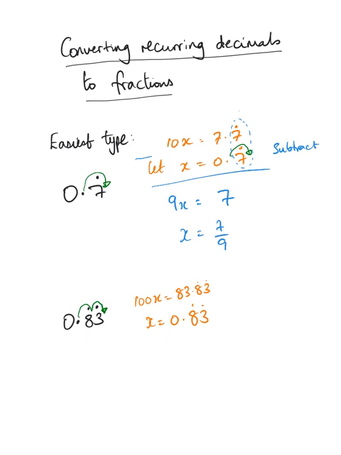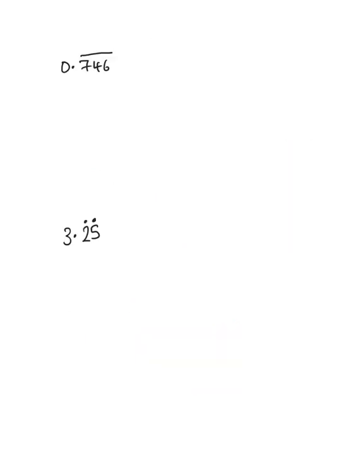And then, as I did before, I'm going to do a subtraction. 100x minus x is 99x. 83.83 recurring minus 0.83 recurring is just 83. So x is 83 over 99. So these are the same types of questions.